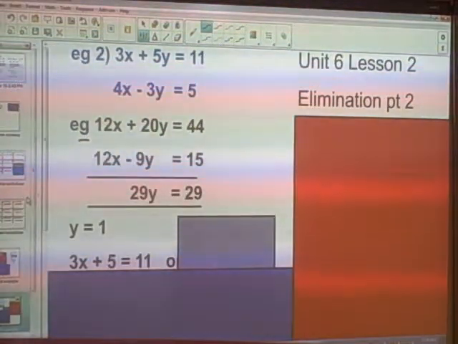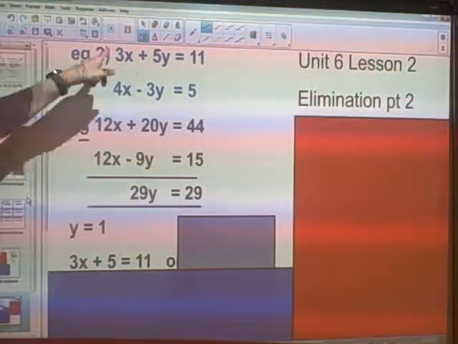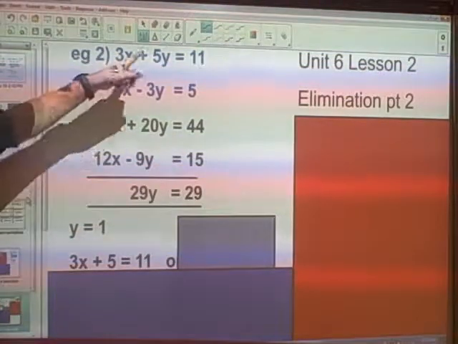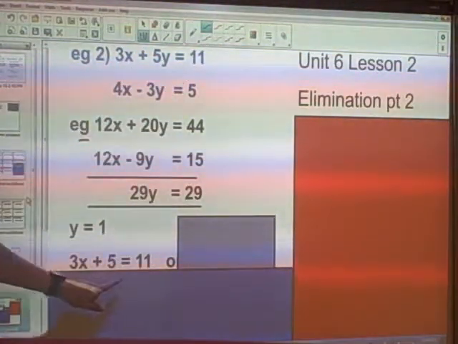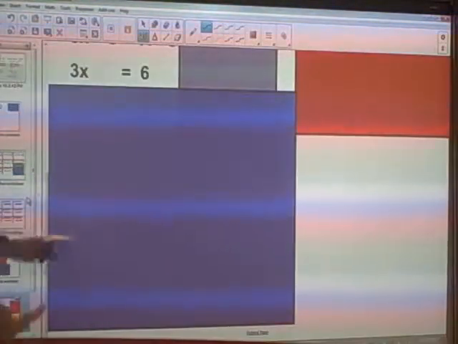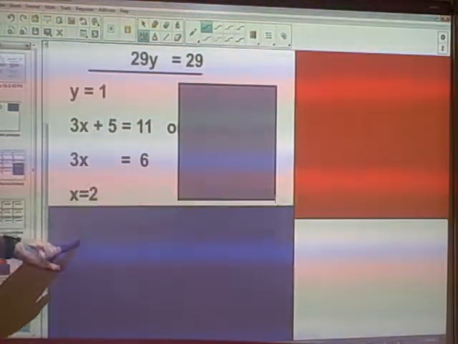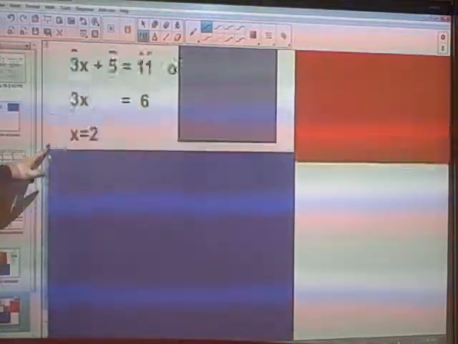Move this out of the way a little bit. We can plug 1 back into this equation up here. So 5 times 1 would be 5. So 3x plus 5 is 11. And if we go ahead and solve this, 3x equals 6, and then x equals 2.